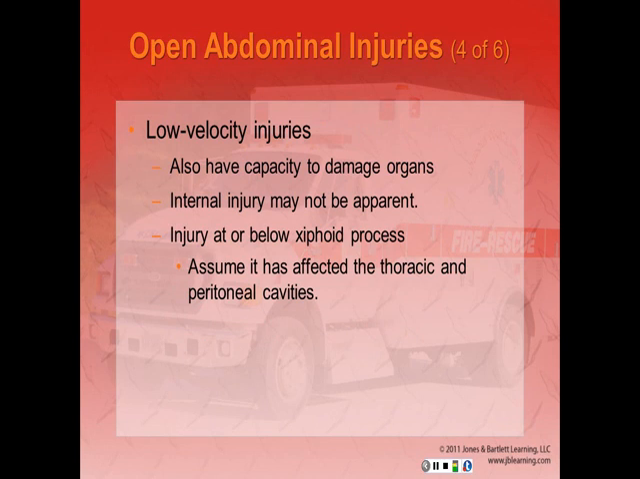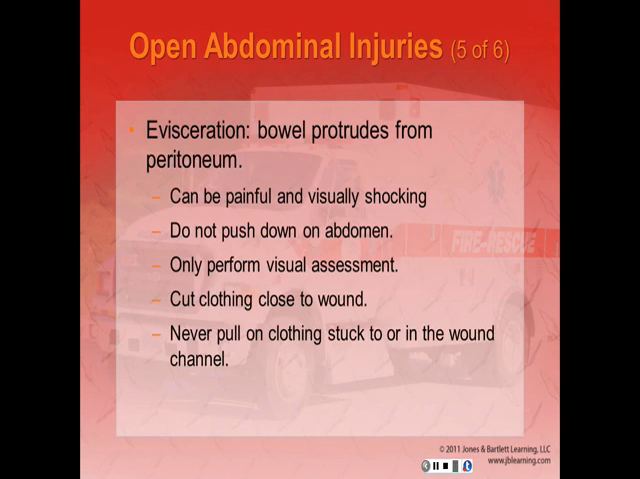Internal injury may not be apparent during physical exam, and a bleeding wound may hide the fact that the object went further and deeper into the peritoneal cavity and injured other organs and tissues. You should remember that any time a patient has an injury at or below the xiphoid process, it should be assumed that both thoracic and peritoneal cavities have been violated.